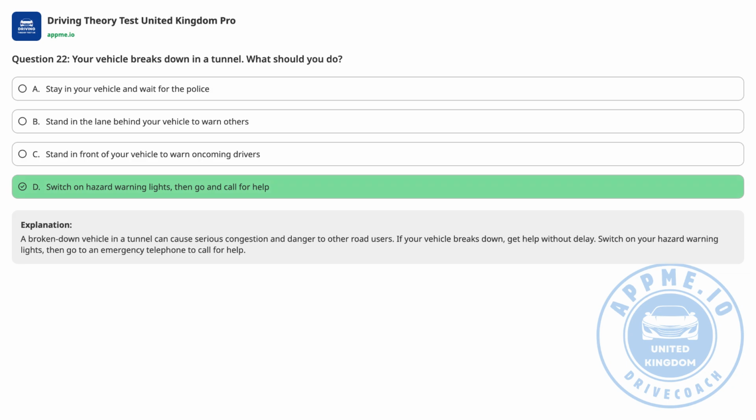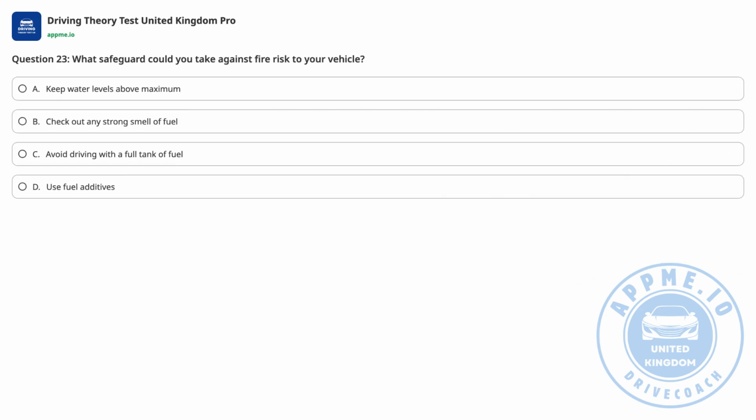The correct answer is D. Question 23. What safeguard could you take against fire risk to your vehicle? A. Keep water levels above maximum. B. Check out any strong smell of fuel. C. Avoid driving with a full tank of fuel. D. Use fuel additives.